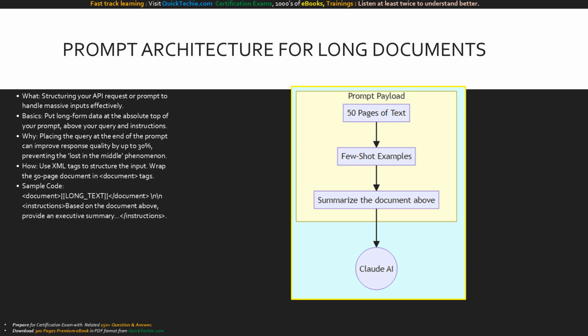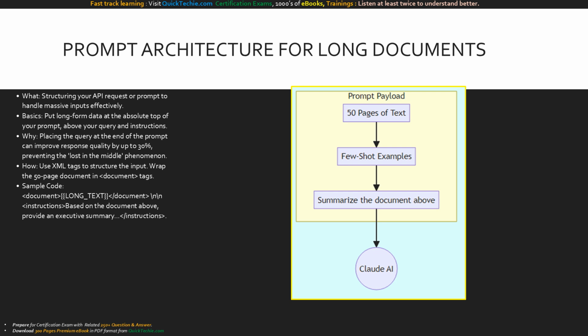When you are dealing with a 50-page document, how you structure your prompt is a matter of success or failure. The golden rule for long context prompting is this: put your long-form data at the absolute top of your prompt. Your actual instructions and queries must go at the very bottom. Why? Because placing the query at the end acts as a recency anchor for the AI, improving response quality by up to 30% and preventing details from getting lost in the middle.